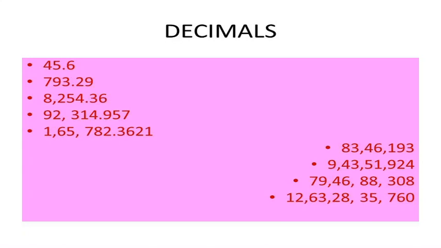And see the last example. Units, tens, hundreds, okay. Thousand, 10,000, okay. Lakh, 10 lakh, okay. Crore, 10 crore, okay. Arab. That's it. 12 Arab, 63 crore, 28 lakh, 35,760. That's it. I hope now you completely get into how to pronounce it and how to write it.